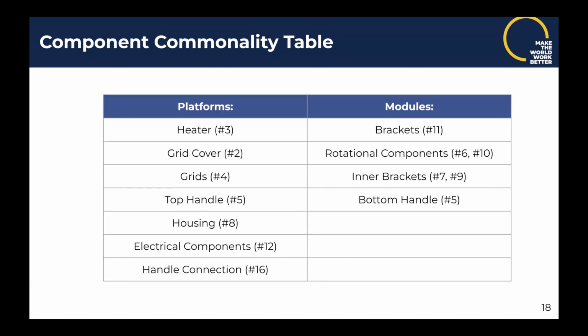Next, we go into our component commonality table. On the left, we have the platforms, which are the main items of our waffle maker that cannot necessarily be changed. And on the right, we have our more modular parts that we are specifically modifying or combining to increase the cost efficiency of our waffle maker.